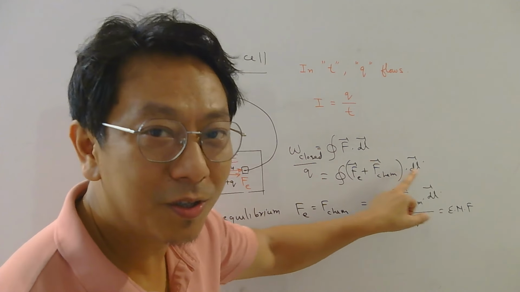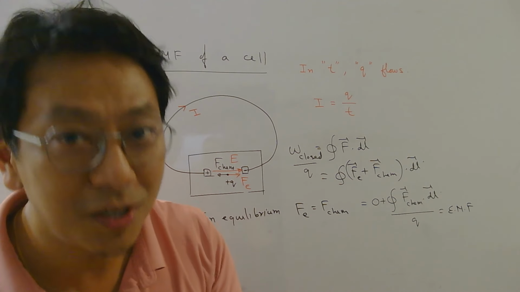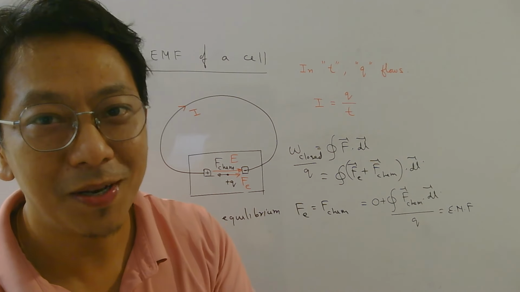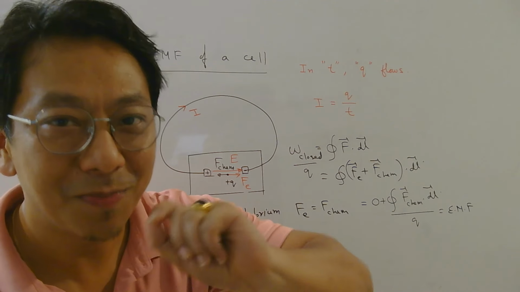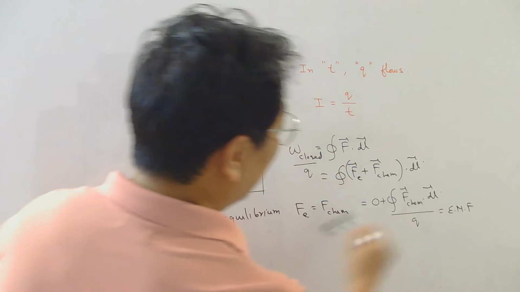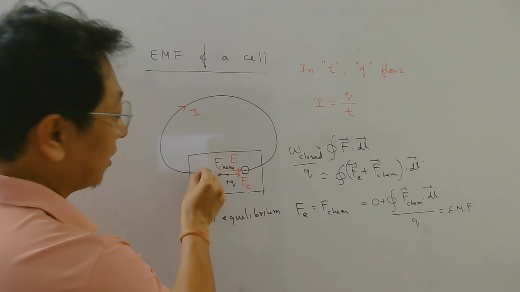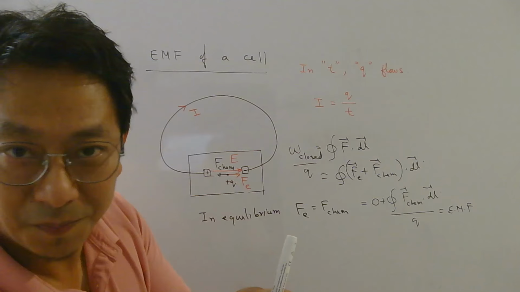This is work done to carry Q charge. If I divide by Q, it becomes work done to carry unit charge. Price of 10 apples, if you divide by 10, that is price per unit apple, isn't it? So EMF is basically work done to carry a unit positive charge all around the circuit, all around the loop.